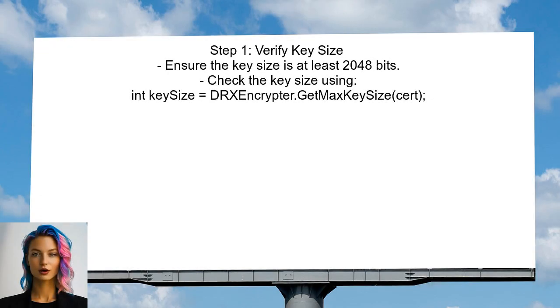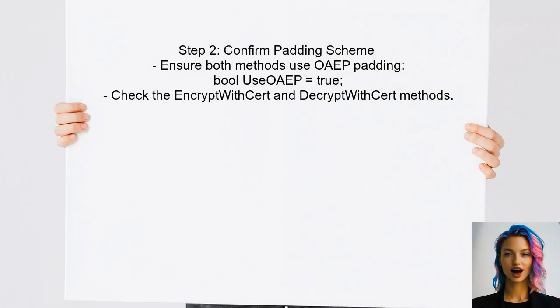To address the OAEP padding error, the user should first verify the key size used in the encryption process. Ensure that the key size is appropriate for the RSA algorithm, typically at least 2048 bits. Next, the user should confirm that the encryption and decryption processes are using the same padding scheme. Since the error occurs with OAEP padding, ensure that both the encryption and decryption methods are set to use OAEP.